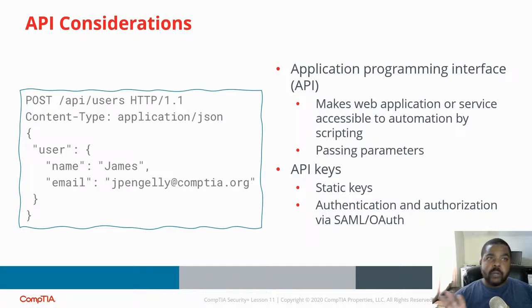So now let's talk about API considerations. Whenever we are introducing new applications into our network, sometimes we want extra functionality for those applications, and we get that extra functionality through API connections. API connections are a way that you can program one application to talk to a whole other application that may not have any intentions of talking to that application.